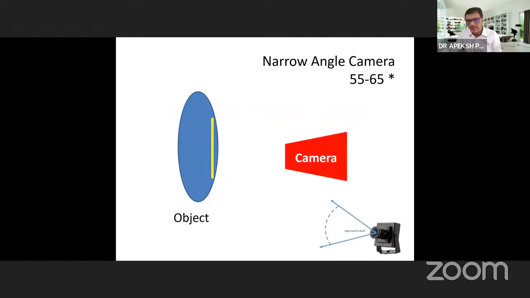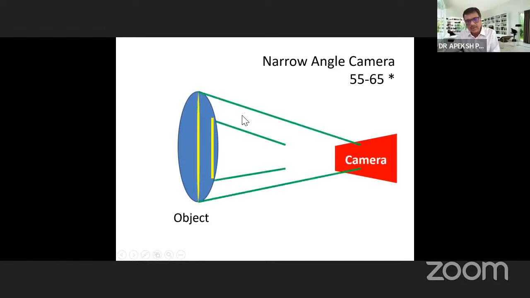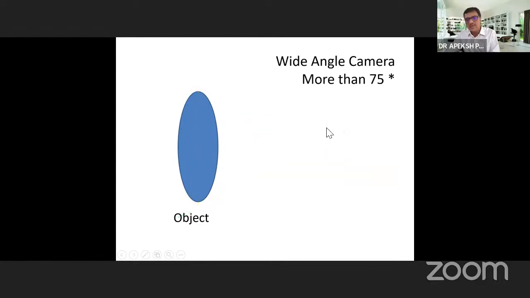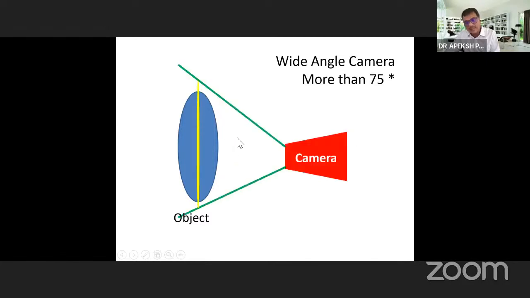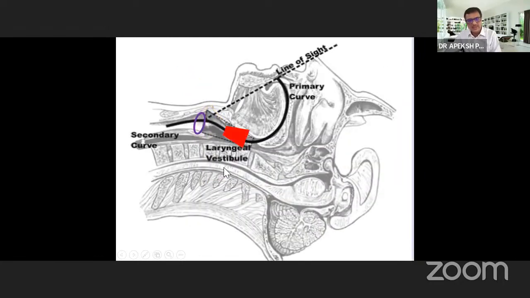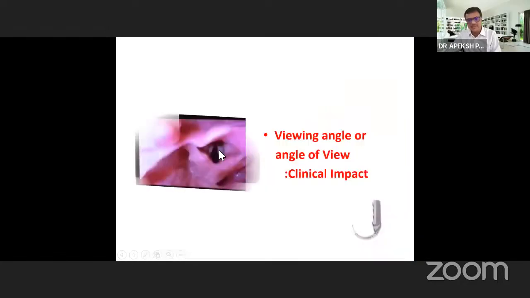Some have a narrow angle camera of 55 to 65 degrees. Suppose this is an object and this is the camera. The narrow angle camera will be able to see only this much yellow line area. But if you want to see the whole area, you need to withdraw the camera a little bit backward to get the whole object on the screen. But if you are using a wide viewing angle camera, in spite of the near distance from the larynx, you will get the complete laryngeal view. So this is a narrow angle camera, this is a wide angle camera.